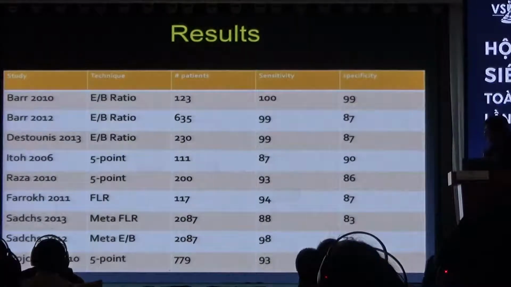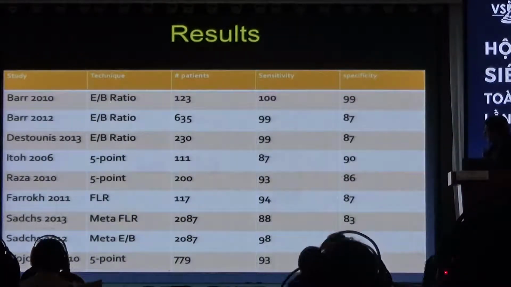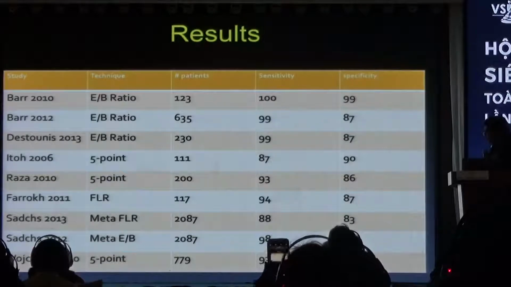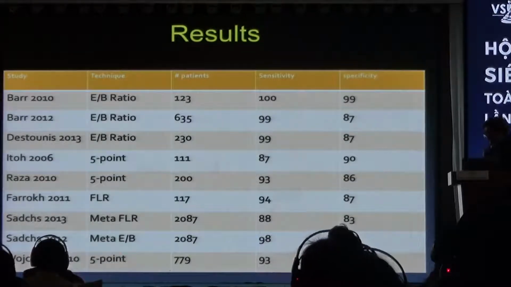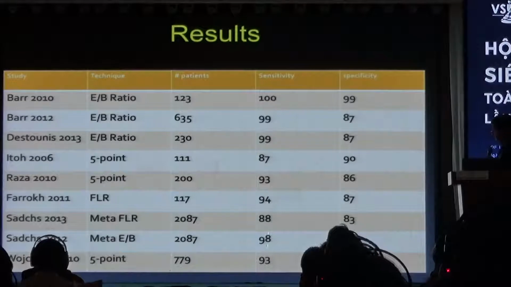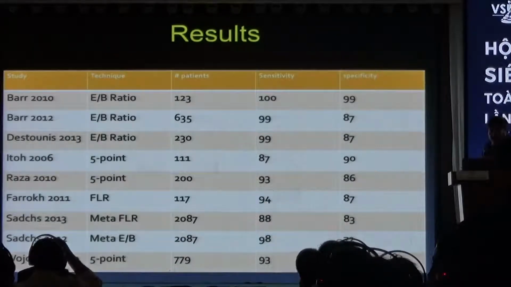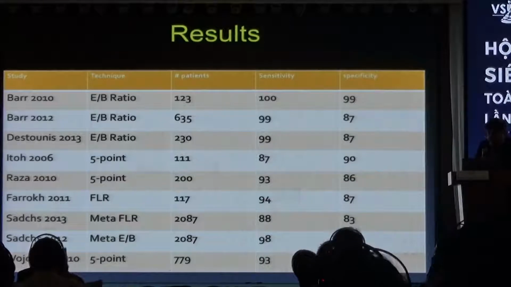These are the results of a bunch of different studies. You can see that some use the E to B ratio, some use the 5-point scale, some use the fat to lesion ratio or strain ratio. And you can see that even with the different methods, we get fairly good sensitivity, usually above 90%, and a specificity that's in the high 80s or 90%. So all these techniques work.